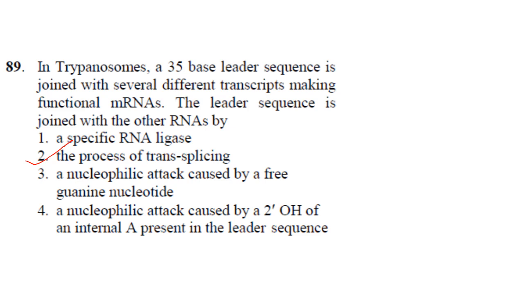Then next one. In trypanosomes, a 35 base pair leader sequence is joined with several different transcripts making a functional mRNA. The leader sequence is joined with other RNAs by the process of trans-splicing. And trans-splicing is a form of RNA processing where exons from two different primary RNA transcripts are joined end to end and ligated. So the answer here is option 2.